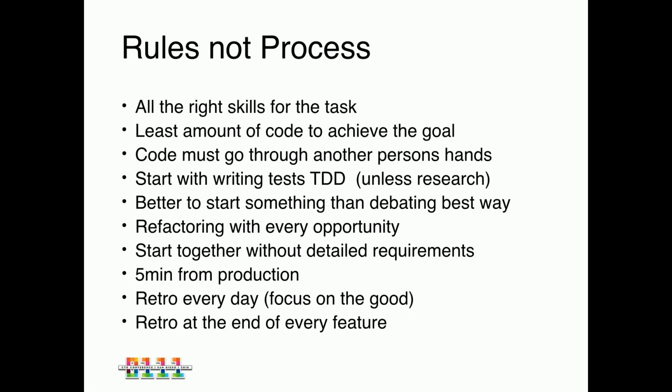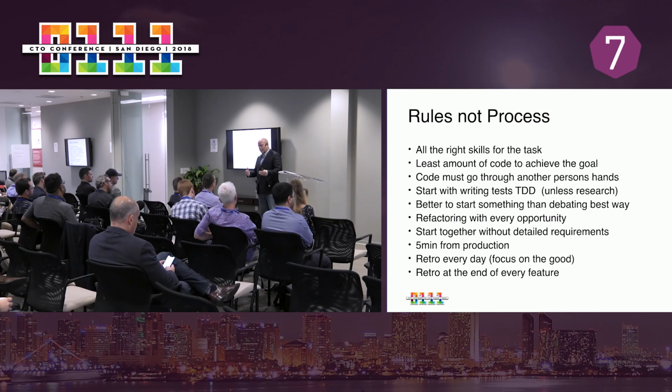Code must go through another person's hands, right? We have to let our thoughts go from the right brain to the left brain to somebody else's left brain to their right brain into their fingers. As part of that, we get greater quality code. Just switching contexts, right? Starting with tests, we do TDD. My engineers also write their own acceptance tests. I got rid of all my QA team.